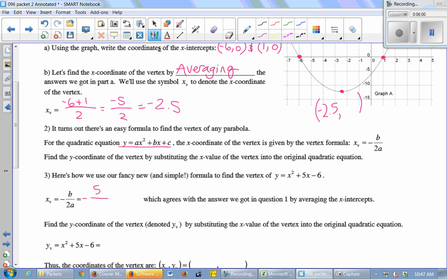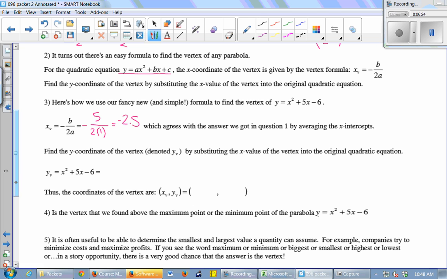5 over 2 times, what is a? 1. So what is negative 5 over 2 times 1? Negative 2.5. So we get the same answer. Okay, so just two ways to get the answer. That agrees with the answer I got earlier by averaging the x-intercepts.